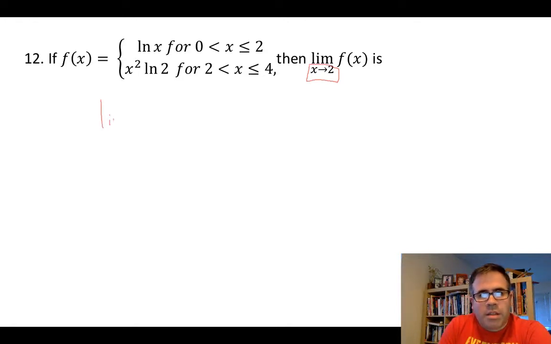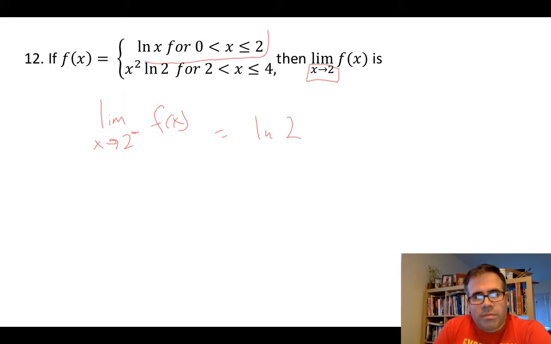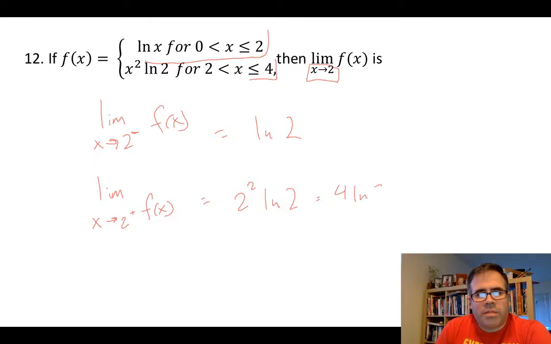What is the limit as x goes to 2 from the lower side of f of x? If we're using the lower side, we use this definition. So that's going to be the natural log of 2. Now we look at the limit as x goes to 2 from the higher side. We use this definition, so that's 2 squared natural log of 2, which is 4 natural log of 2, which does not equal this.